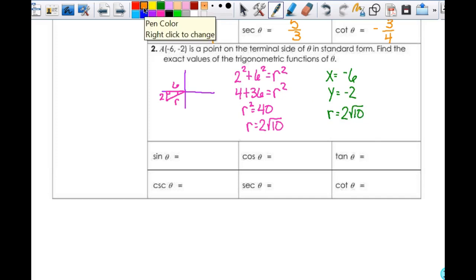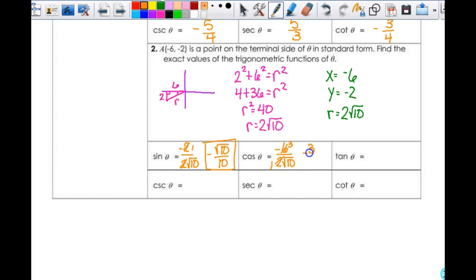So sine of theta, we know, is y over r, so that's -2 over 2 square root of 10. So the 2's cancel out, so I end up with -1 over the square root of 10, so that's negative square root of 10 over 10. Cosine of theta is x over r, so it's going to be -6 over 2 square root of 10. 2 goes into 2 once, into 6 3 times, so I get -3 over the square root of 10, so that's -3 square root of 10 over 10.